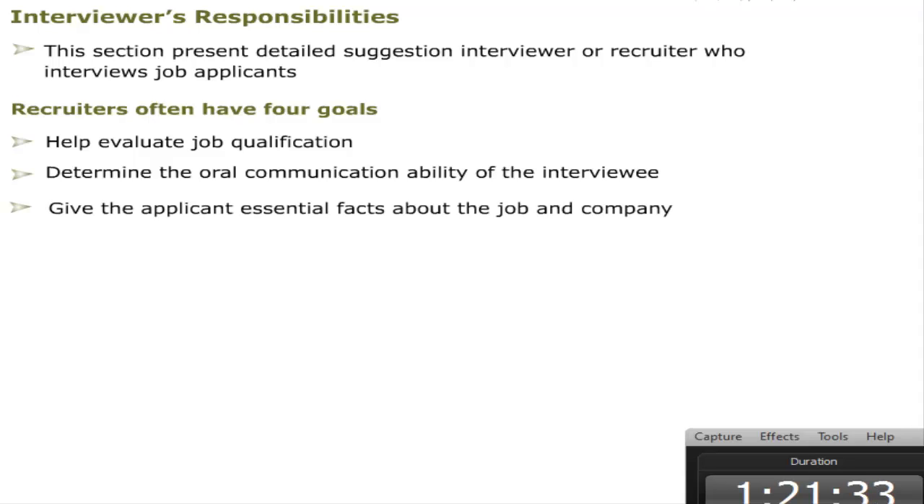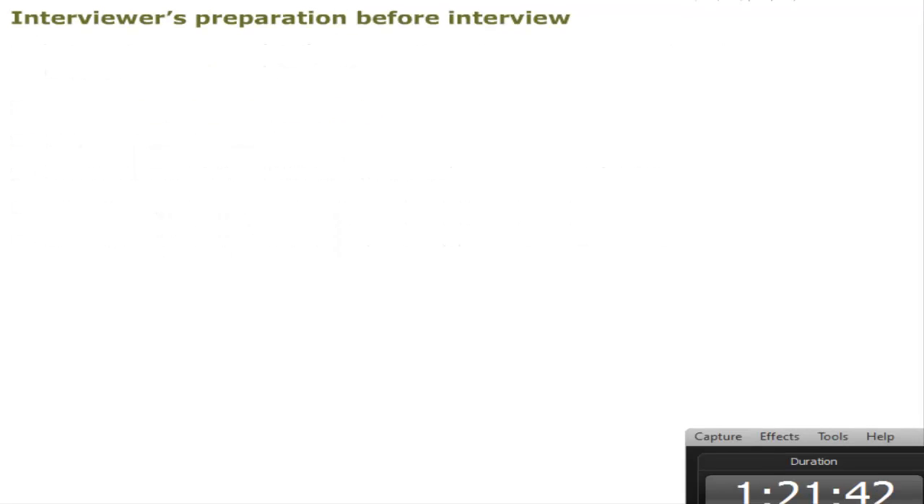Give the applicant essential facts about the job and company, and establish goodwill on behalf of the company. Interviewer's preparation before the interview. Interviews must be carefully planned and prepared, as judgment made by interviewer and interviewee is often subjective. At times, an interviewer may not have the skills to conduct an interview, or he or she may lack the understanding required for the particular interview.